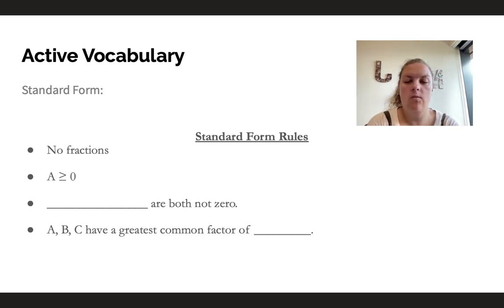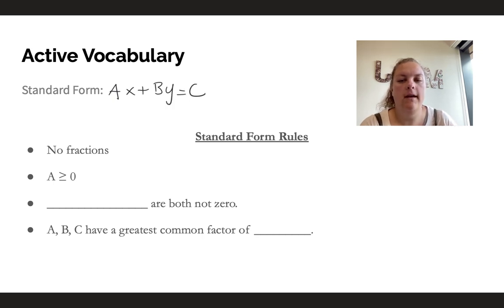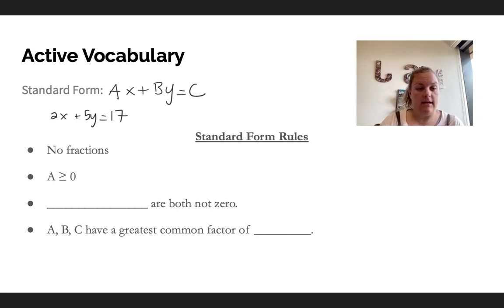And so a way that we can write standard form is with ax plus by equals c, where a, b, and c are numbers. So for example, an equation in standard form might look like 2x plus 5y equals 17. This is not in slope-intercept form. It is in standard form because the x and the y are on the left-hand side of the equation. There are no fractions involved whatsoever.